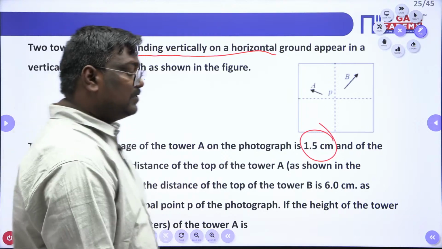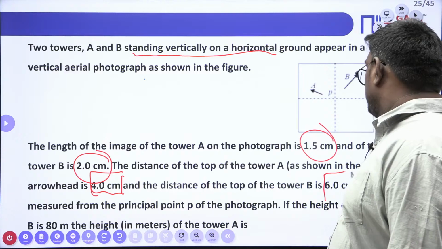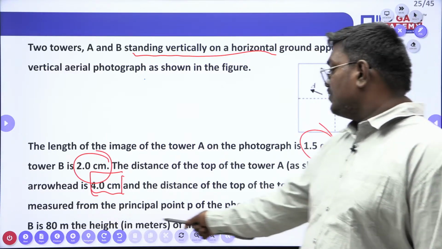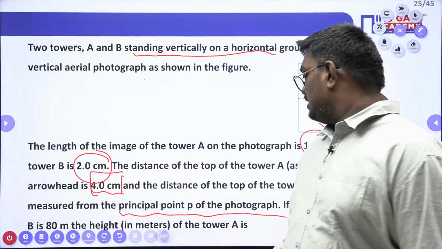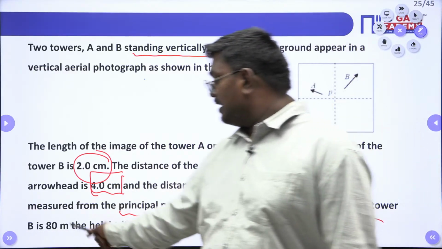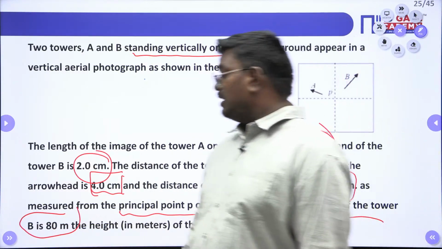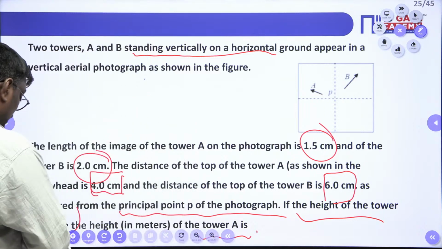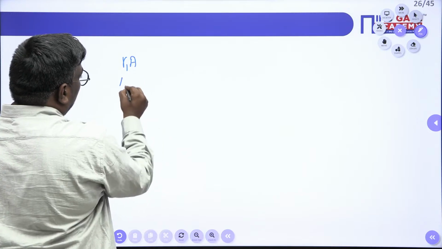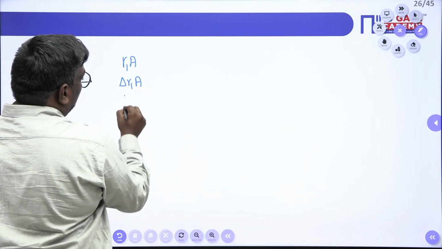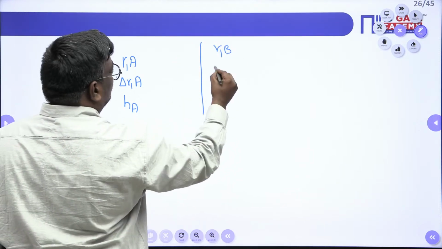The distance of the top of the tower A is 4 centimeters, and the distance to the top of the tower B is 6 centimeters, as measured from the principal point. If the height of the tower B is 80 meters, what is the height of the tower A? So here, he has given R1A and delta R1A and HA. Similarly, he will give you R1B, delta R1B, HB.